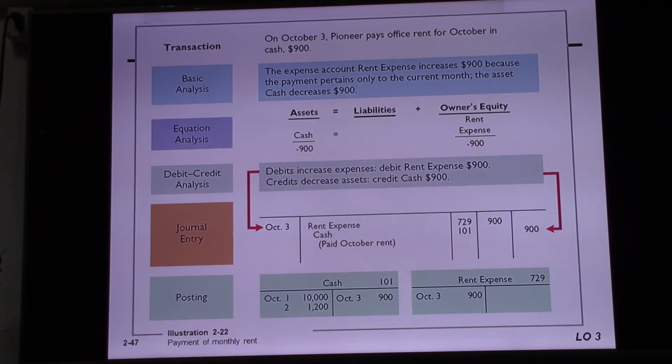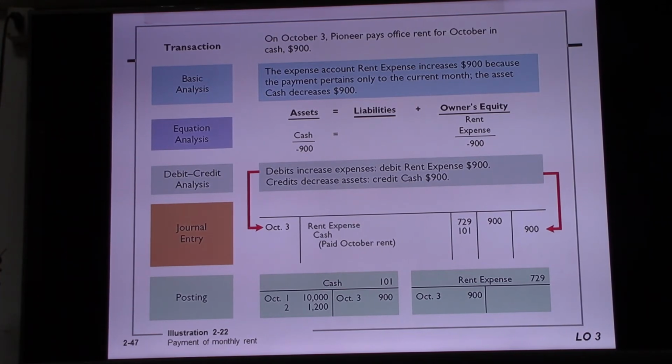Transaction 4, on October 3, Pioneer pays office rent for October in cash, $900. So the expenses account, mainly rent expense, increases by $900 because the payment pertains only to the current month. And also the cash as an asset item decreases by $900 because we paid for an expense in cash. So our cash decreases by $900, and rent expense will cause a decrease in owner's equity by $900.